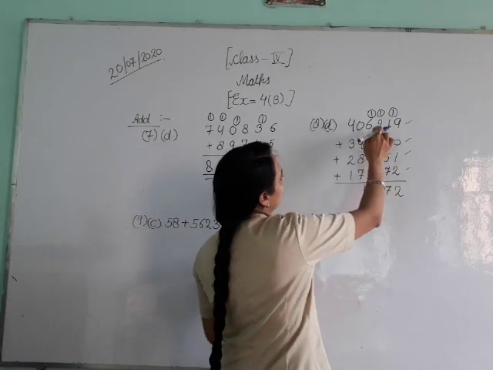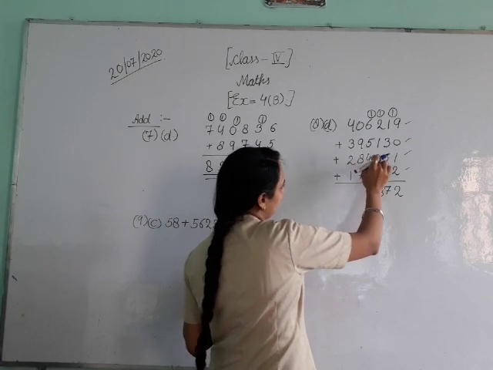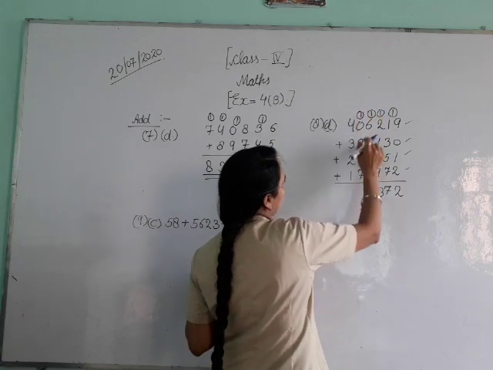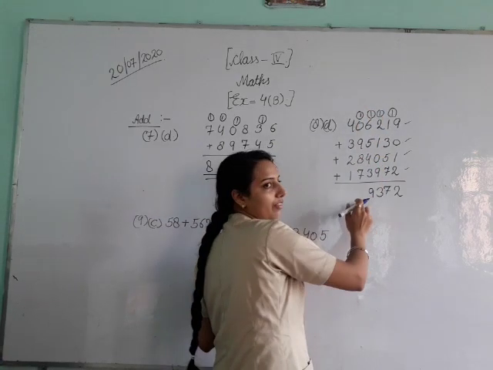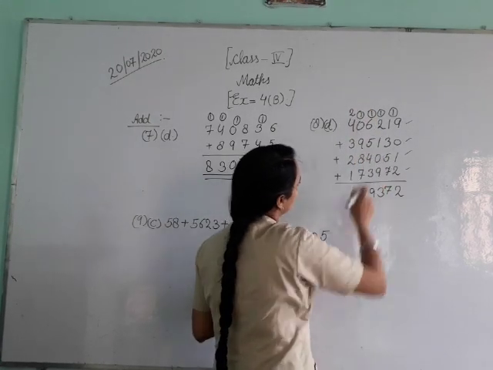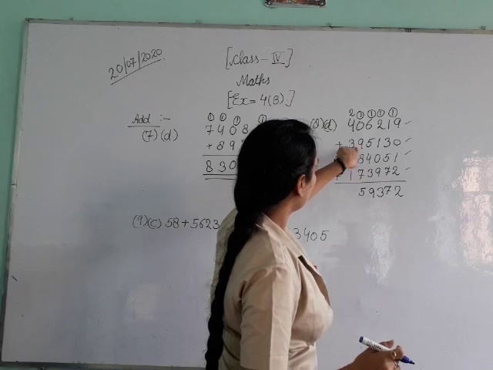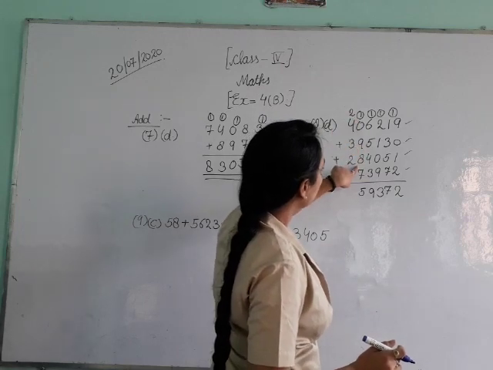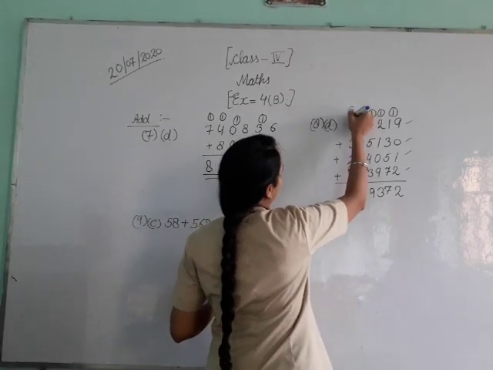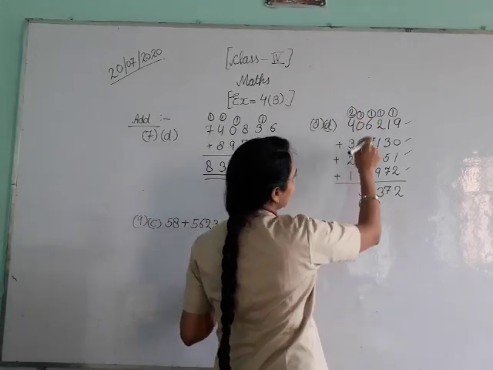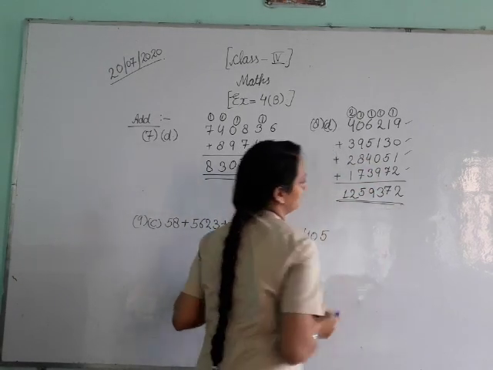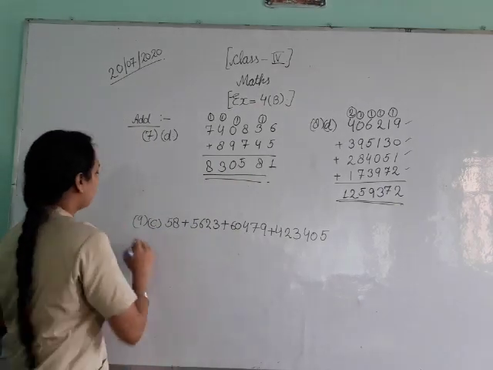Then 6 and 6 are 12. 12 and 4 are 16 and 3, 19. 9, 10, 18. 18 and 7 are 25. Sorry, again we will do 9, 10, 18, 19, 20, 21, 22, 23, 24, 25. Okay, it is correct. Then 2, 4, 6, 9, 10 and 12. Understood? Okay. Now come on to the 9th question.